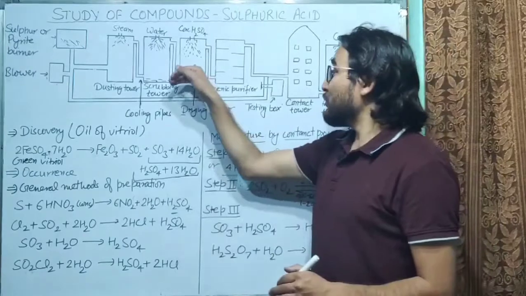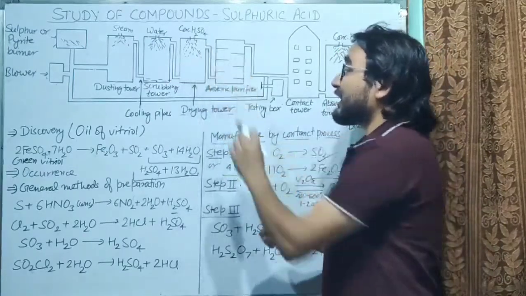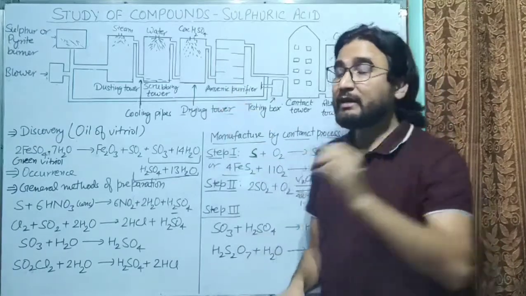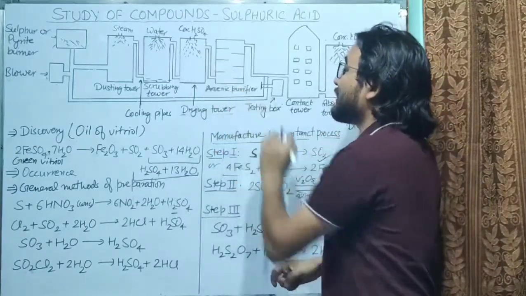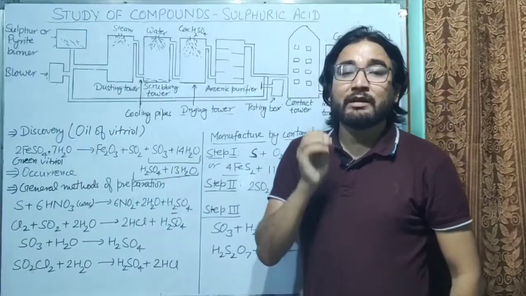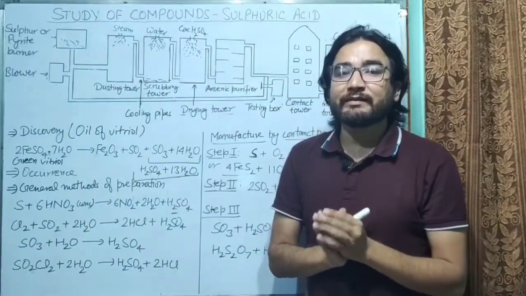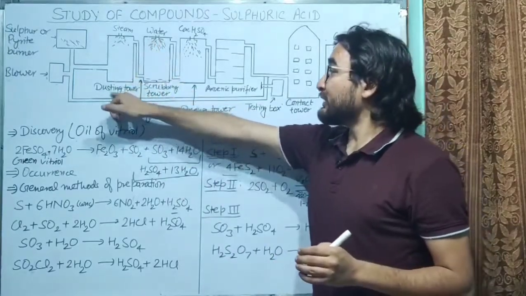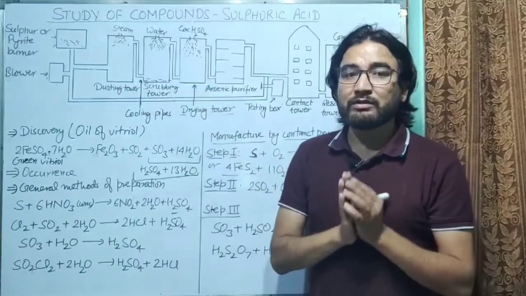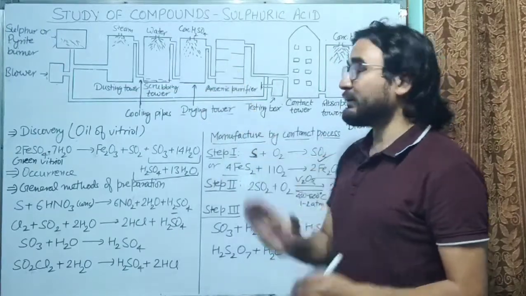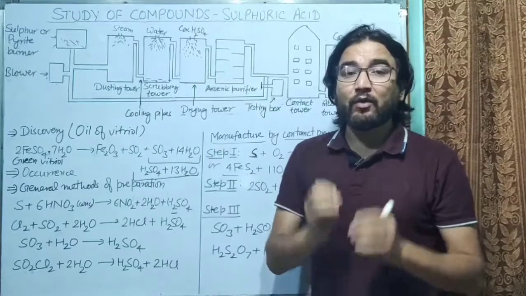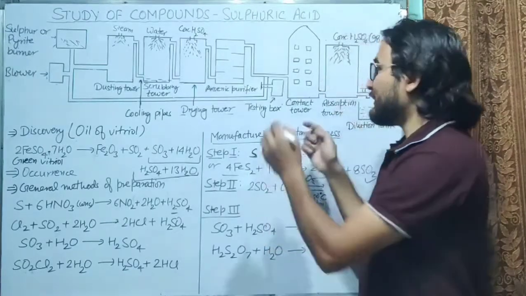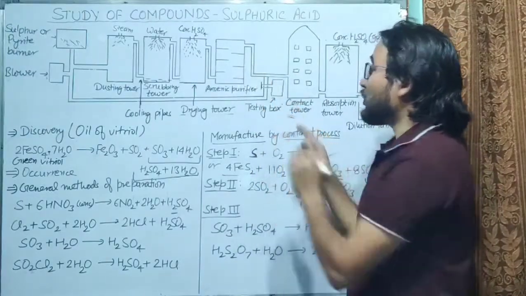Now after this, we will pass the dry sulfur dioxide gas through the arsenic purifier, because there may be some oxides of arsenic which are not separated in the dusting tower or scrubbing tower. So these arsenic impurities are separated in the arsenic purifier. After that, we get the pure sulfur dioxide gas, and this gas is passed to the contact tower.